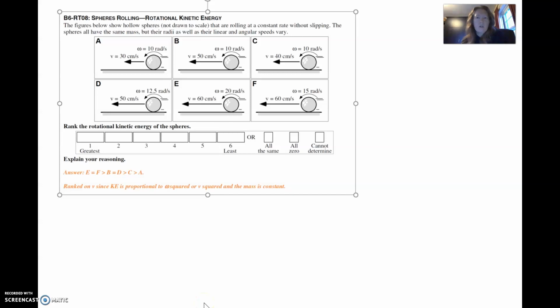In this video, we're going over a few rotational problems that we didn't get to in class. And this first one is asking us to rank the rotational kinetic energy of some hollow spheres. And they are all rolling without slipping. They have the same mass, but they have different speeds and different radii, which is misleading because they are all drawn like the same size.